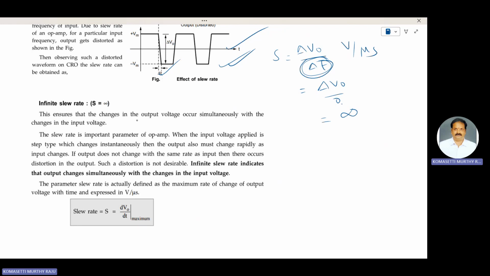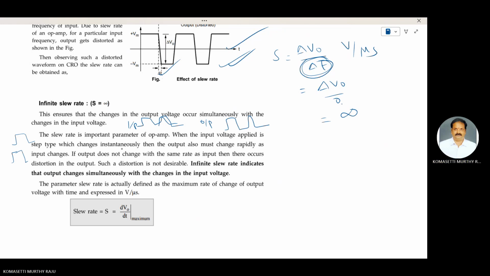That means if the input is a square waveform, the output is also a square waveform. The changes in output voltage occur simultaneously with the changes in the input voltage. The slew rate is an important parameter of an op-amp. When the input voltage applied is step type, a square wave is nothing but a combination of two steps, which changes instantaneously.